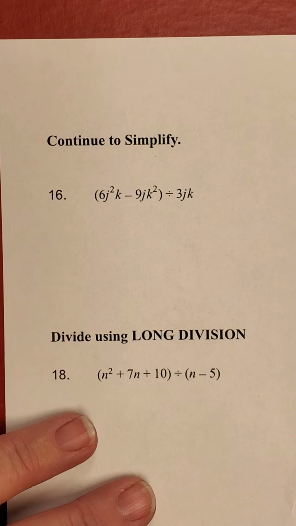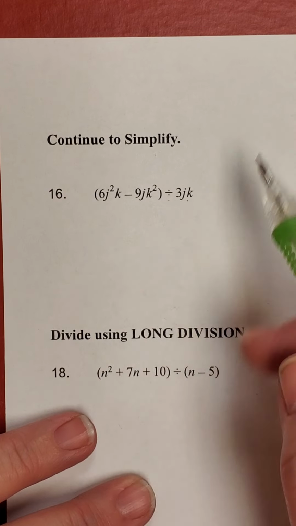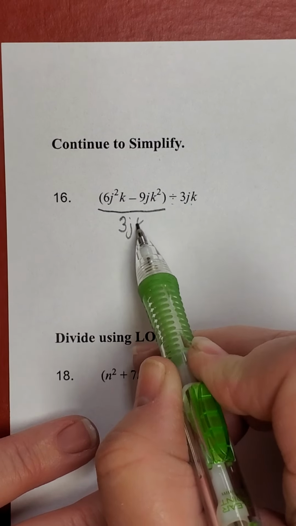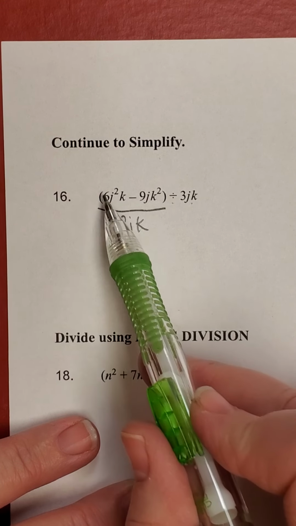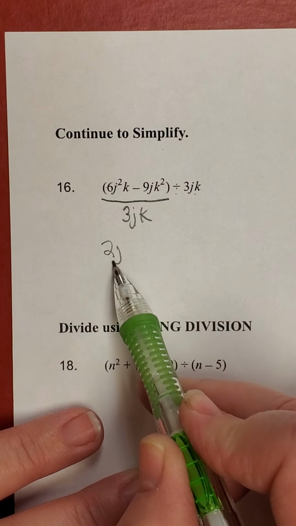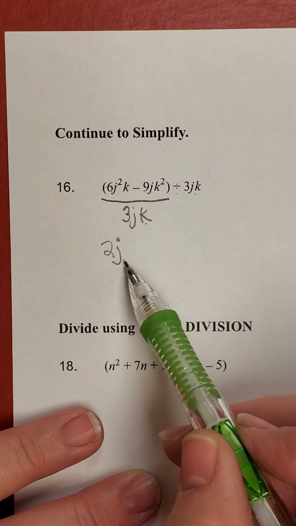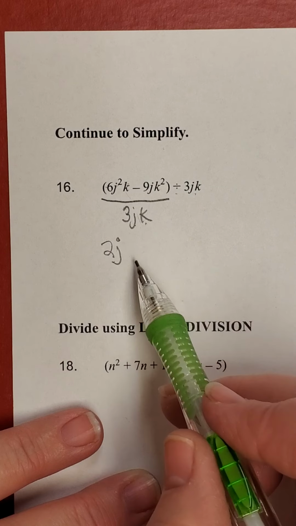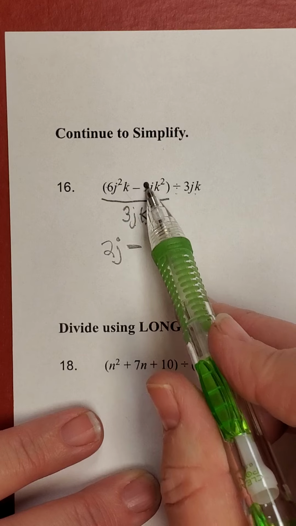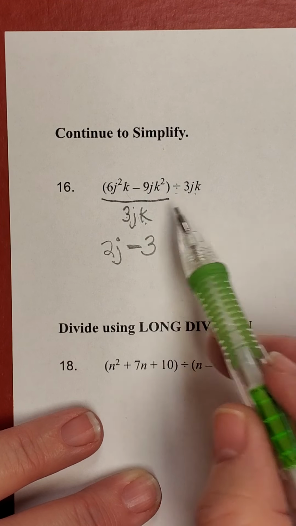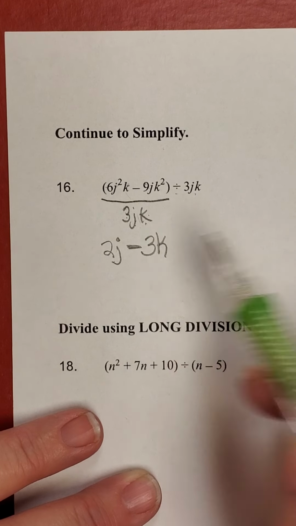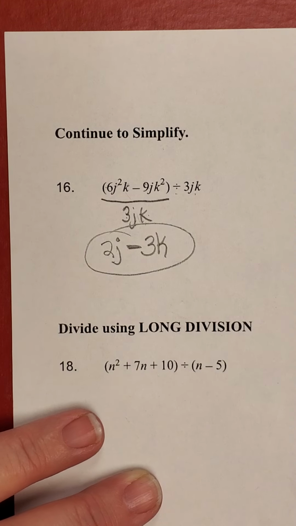All right, on this one, it shows that we're dividing by this. So we're literally just going to draw a line and write 3jk here. So 3 will go into 6 2 times. j squared over j to the 1 leaves you with just a j, and then k over k, they cancel. Okay? So that's all you get out of the first term. Then we subtract. 9 divided by 3 is 3. j divided by j cancel, and then k squared over k to the 1 leaves us with just a k. And that's it.